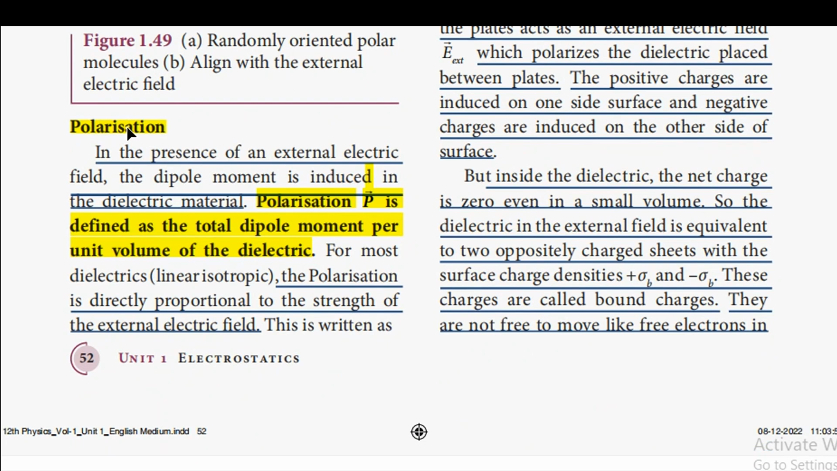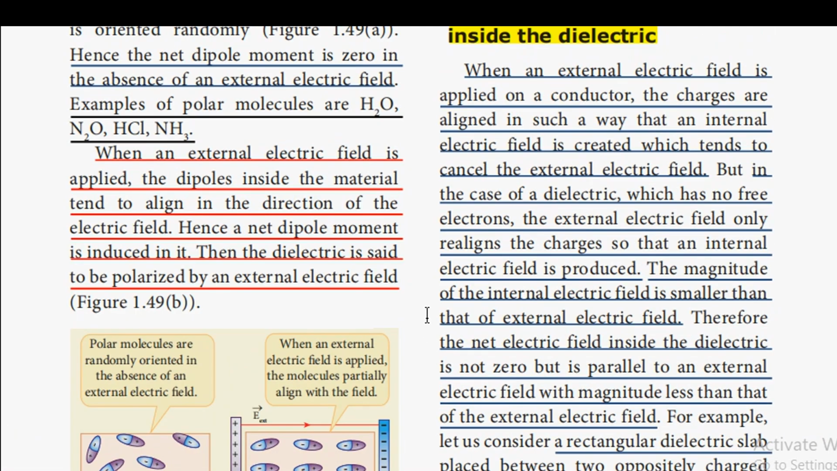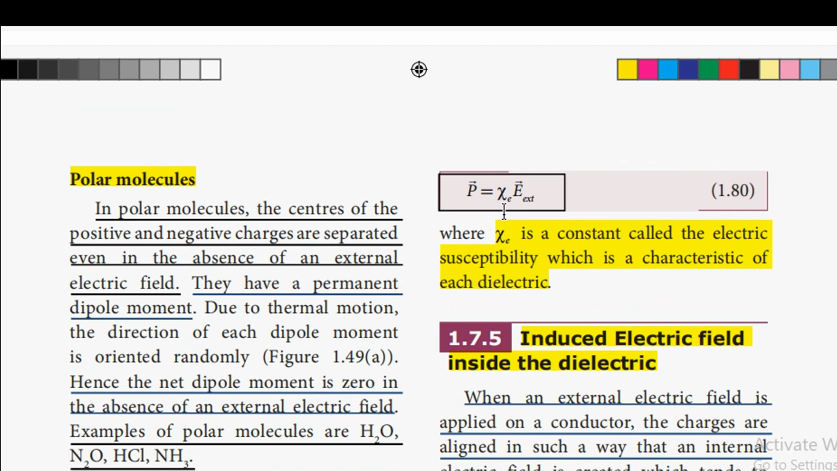Next, we will study about the polarization. What is polarization? In the presence of an external electric field, the dipole moment is induced in the dielectric material, and polarization P is defined as the total dipole moment per unit volume of the dielectric. For most dielectrics, which are linear isotropic in nature, the polarization is directly proportional to the strength of the external electric field, and that is written as P equal to χe E external, where χe is a constant called the electric susceptibility, which is a characteristic of each dielectric.